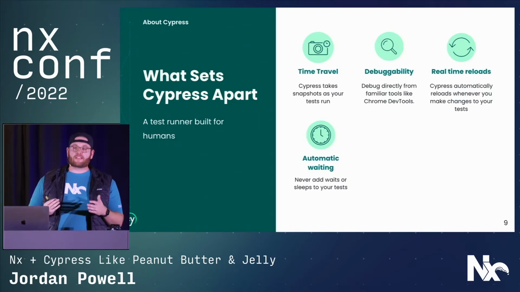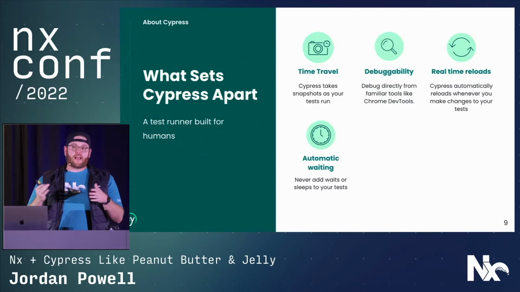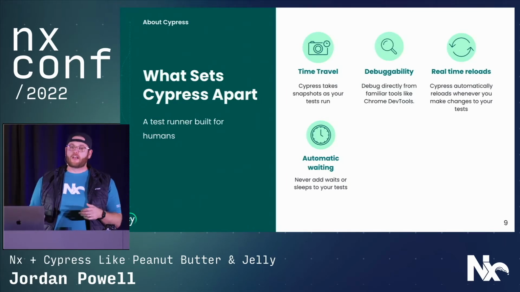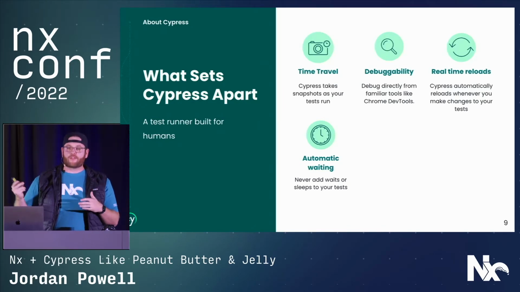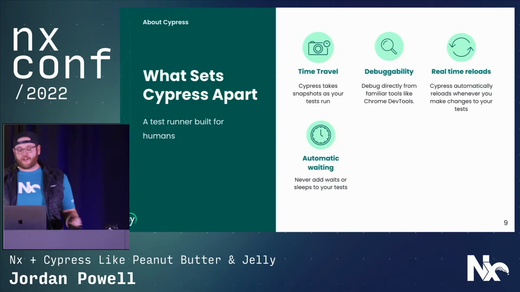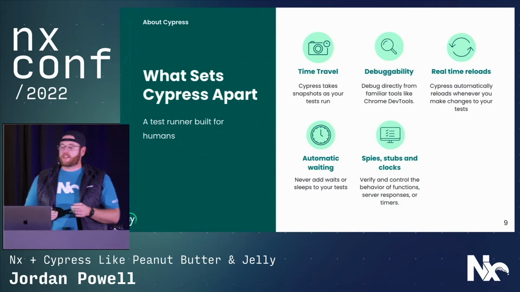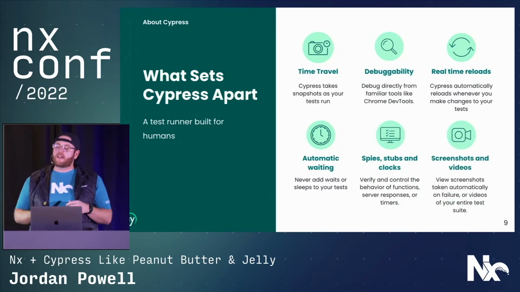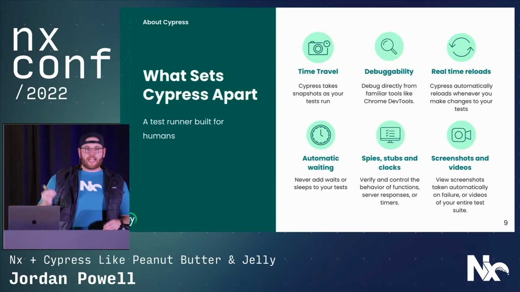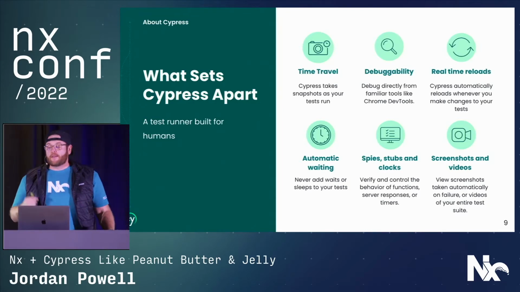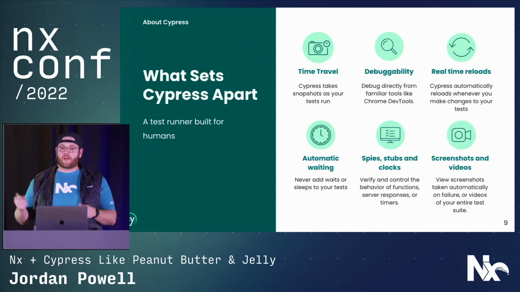And you can also specify things that you want to wait for. So if you say, I want to wait on this request, you can specify it using an alias. So even though you're waiting, you're assigning what you're waiting for. So you're never wasting time. Because as developers, we care about our time. We get spies, stubs, and clocks, and we get screenshots of any time your test fails. You get screenshots of what your application looked like at that given state. And you also get videos of the entire test suite run as well, and I'll show you that in a minute.